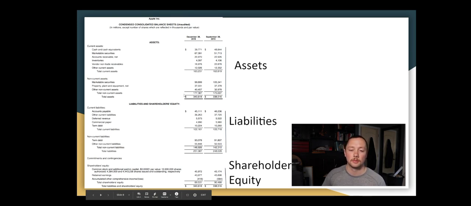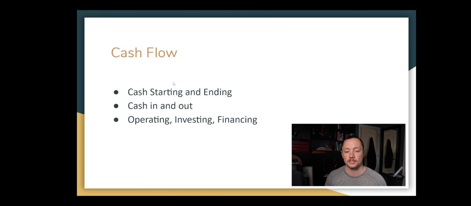And that's how you read a balance sheet. Here's what the company has, here's who they owe, here's how they raised money by selling stock, and here's how much money the company has profited and kept in the bank account. That's what you're looking at when you see a balance sheet like this. The last one that we're going to cover is the cash flow.